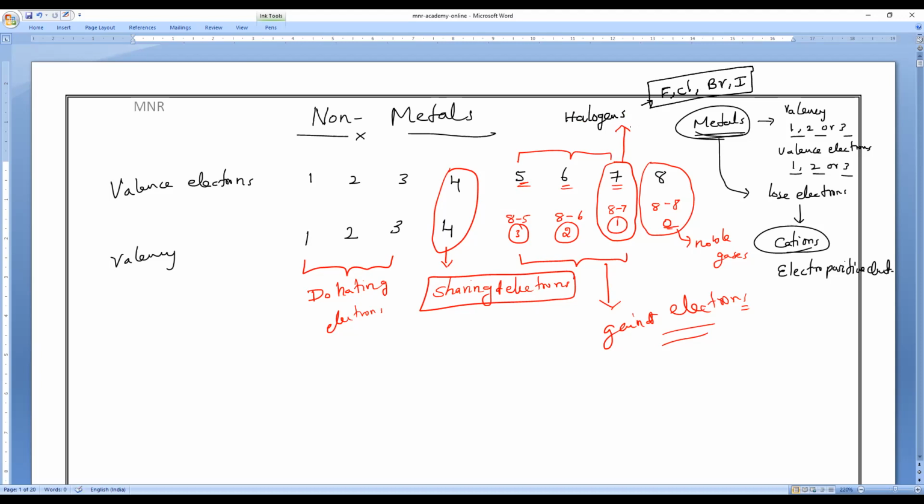Very, very important. Like alkali metals, halogens are also highly reactive non-metals. Alkali metals, valency is 1. Halogens also, valency is 1. But in alkali metals, valence electrons are 1, while in halogens, valence electrons are 7. Alkali metals can lose 1 electron, and halogens can gain 1 electron.